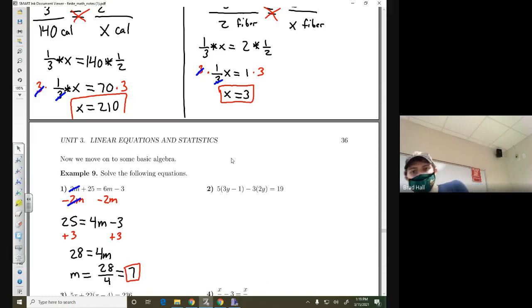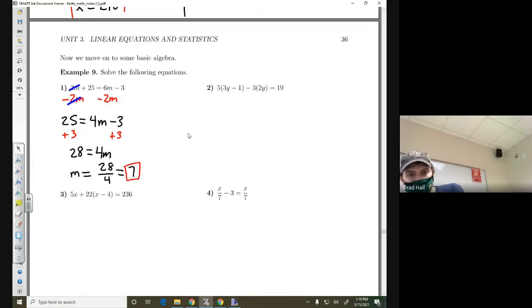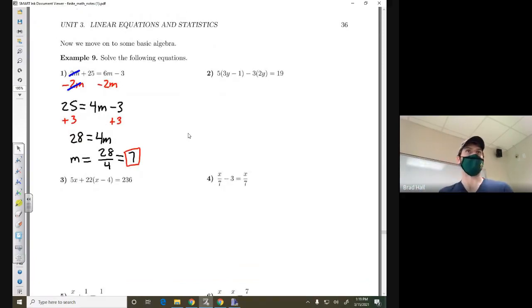So again, if this stuff is familiar from high school, you can probably knock out this section really quickly, and the corresponding quiz.